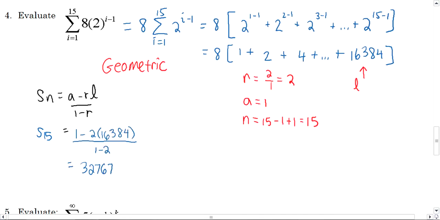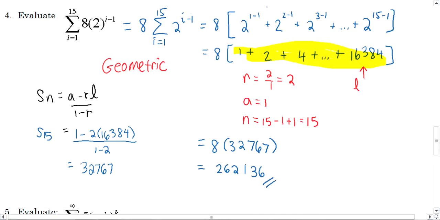So you end up with S15 being 32,767. We're not done yet though, because remember, that's only what's inside, it represents all the stuff inside the bracket, so let's just substitute it in. All the stuff is really just equal to 32,767. So our answer then becomes 8 times 32,767. And so the final answer is 262,136. Voila, there you go. Let's move along.